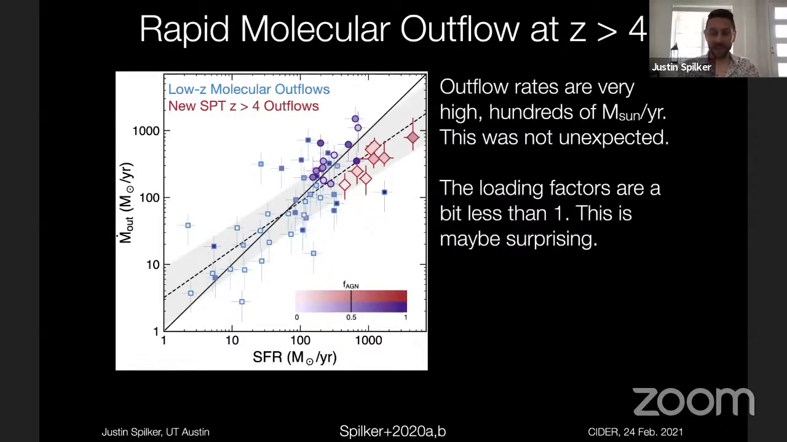This probably isn't all that surprising because these are among the most highly star-forming galaxies in the entire universe, so you would probably expect that they should have high outflow rates. What might be a little unexpected is that the loading factors, in other words, the outflow rate divided by the star formation rate, are a little less than 1. So basically these galaxies are growing faster than they're able to expel the gas. This is maybe a little bit surprising compared to similarly highly star-forming galaxies in the local universe.